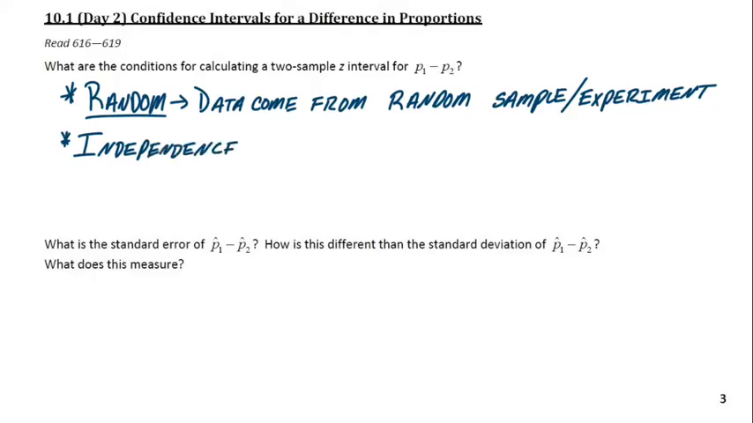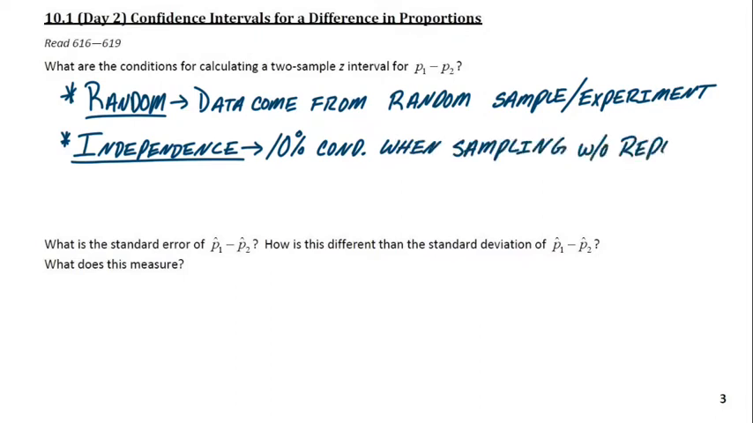And then we know we need independence, which, if we're sampling without replacement, we need to use the 10% condition. If it's just a randomized experiment, or for some reason you're sampling with replacement, you wouldn't need the 10% condition, right? Things would already be independent.